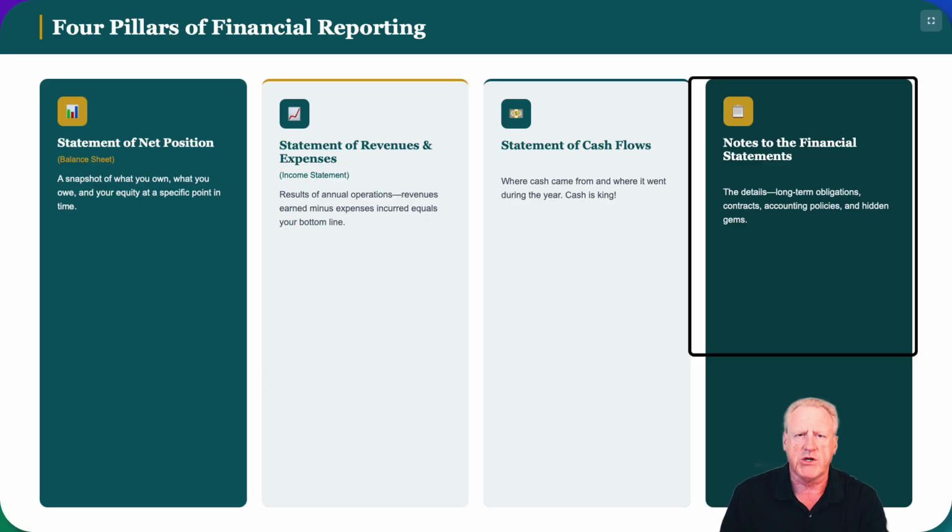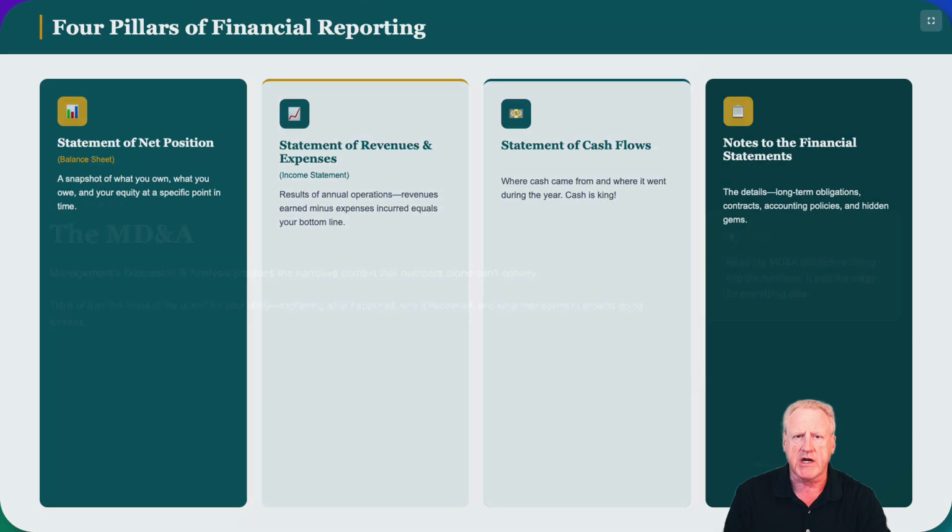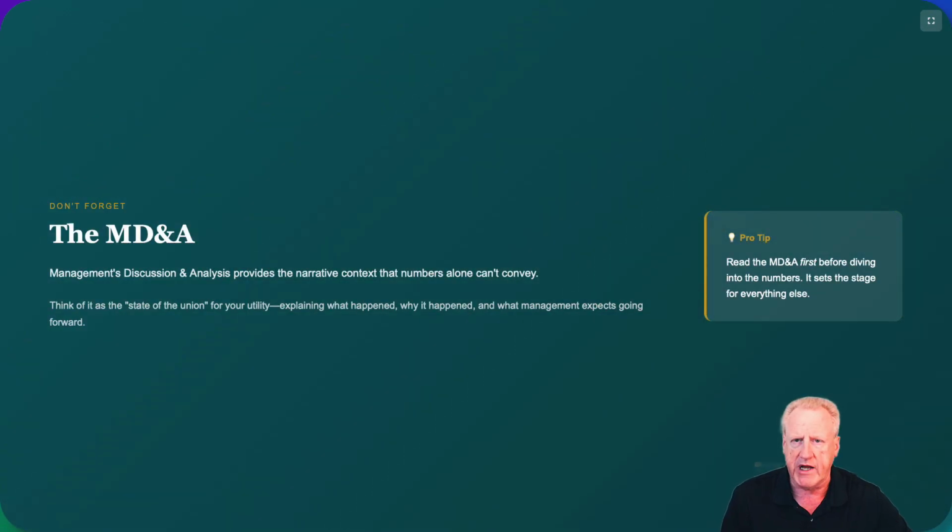So for every material number in the financial statements, the statement of net position and the statement of revenues and expenditures and changes in net position, there should be a note in the financial statements on your long-term obligations, your cash, your plant in service, contracts, accounting policies, other items that I like to call hidden gems that help us to forecast the future of the organization and what you need to recover from your customers in their rates.